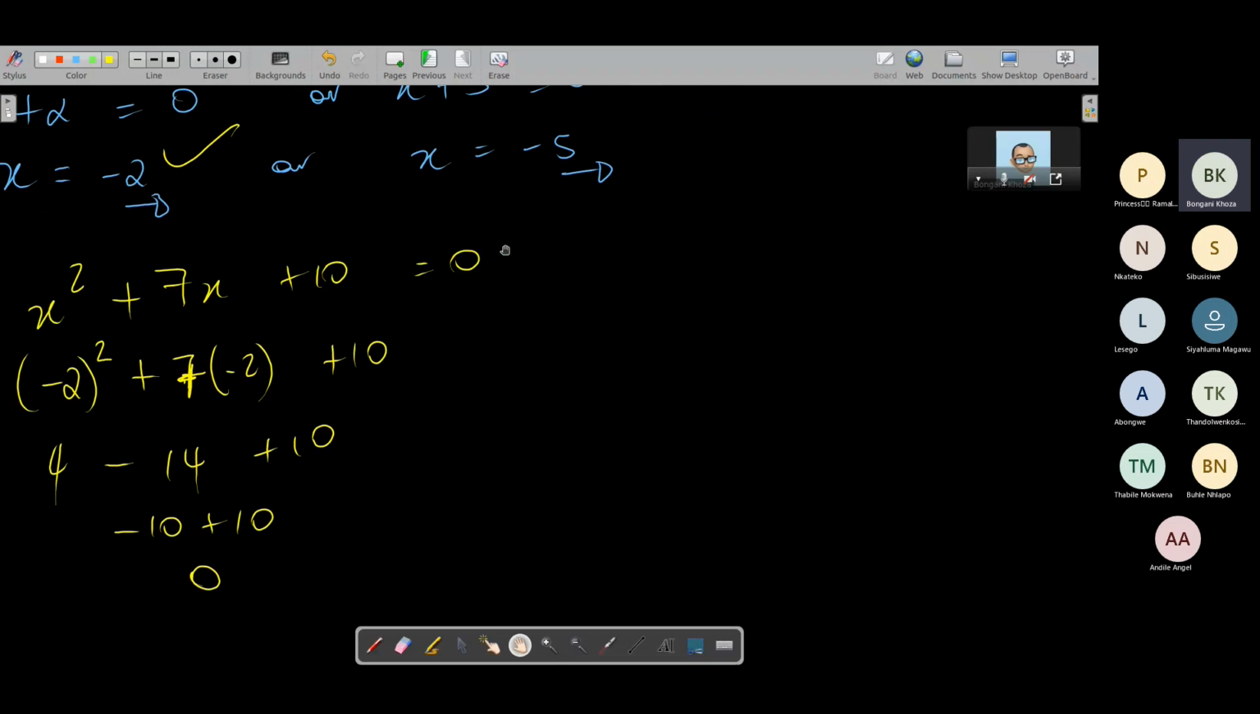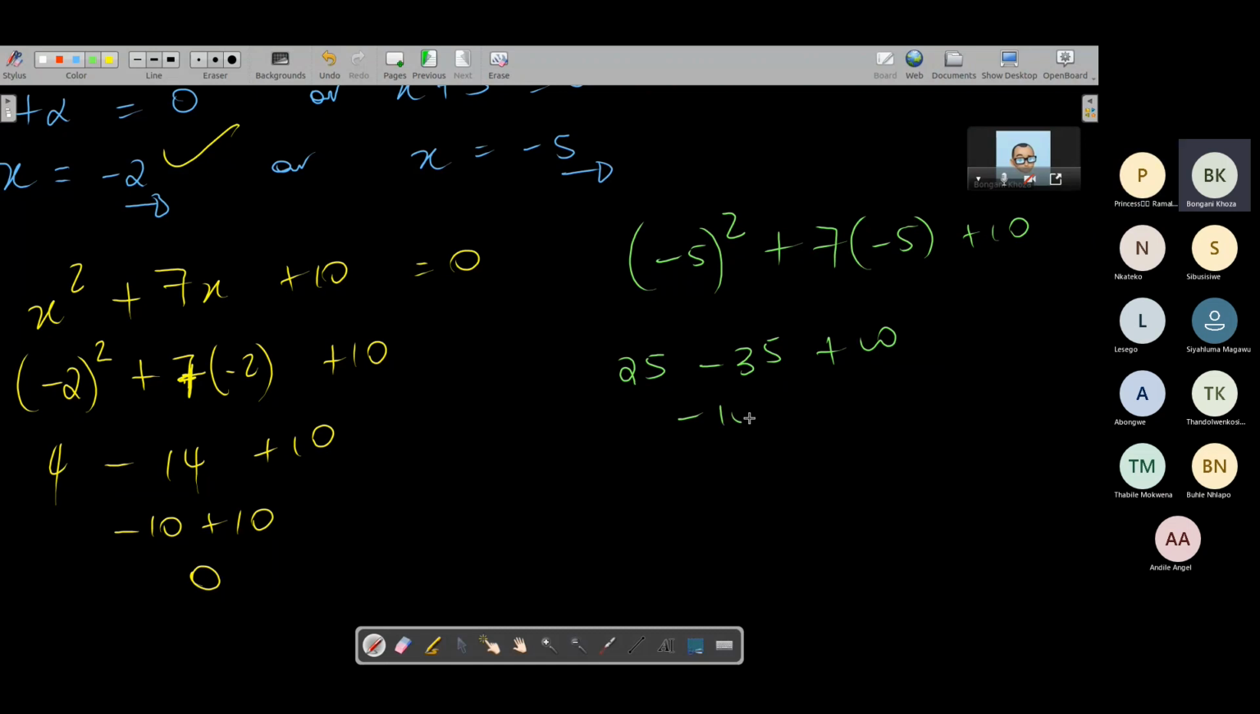On the other solution, we have x equals -5. Let's check that one. I'll have -5 all squared plus 7 times -5 plus 10. So this is going to give me 25. This is going to give me -35 plus 10. Whether we study it this way or that other way, it's still the same. So -25 plus... this is going to give me -10 plus 10, which gives me 0. So that means this also qualifies to be a solution.